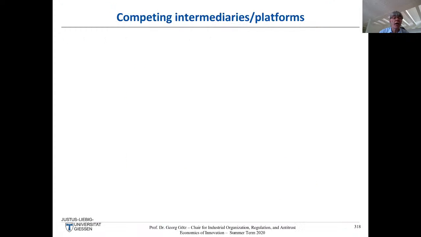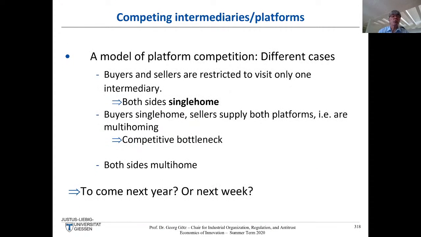Okay, and finally, what we could also do, and which in a sense is even easier, is to look into platform competition. It's easier in technical terms because here you can just introduce some linear opportunity cost. And what is rather interesting, if you have platform competition, I just want to introduce these terms. You might have single homing or multi-homing. Okay, what does this mean?